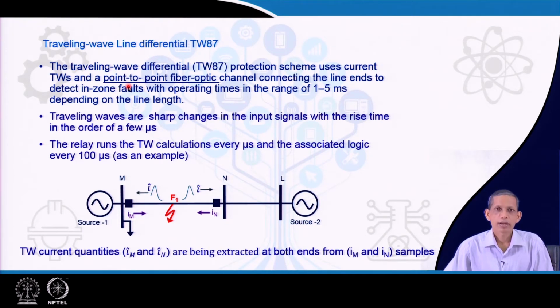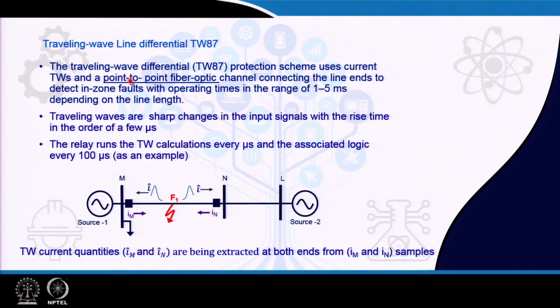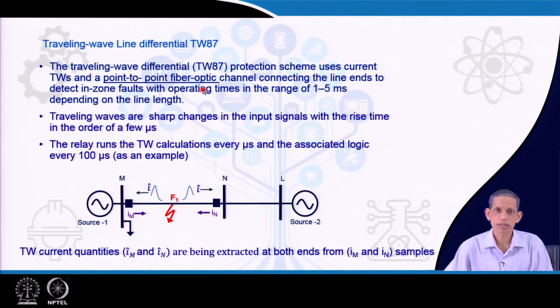It is current based, and because the signal associated with a travelling wave remains for a very small period, a millisecond or so, the protection scheme has to act pretty fast, and the decision is obviously much faster than a conventional relay. It requires a point to point fiber optic channel, and the decision time for in-zone faults is around 1 to 5 milliseconds only, whereas a phasor based approach typically requires half a cycle or more.